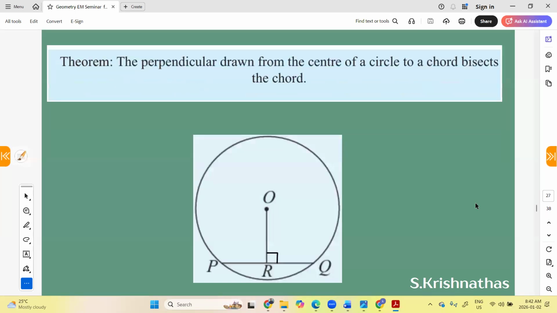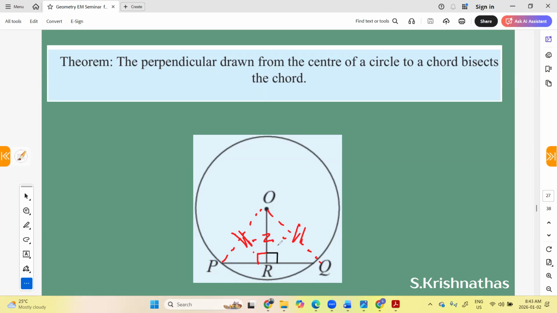The perpendicular drawn from the center of a circle to the chord bisects the chord. Okay, this is perpendicular, students. Then we can prove PR equals RQ. How to prove the same? Join. In these two triangles, this is a right angle triangle, hypotenuse equals hypotenuse, OR, one of the sides is equal. So what can you say about these two triangles? The two triangles are congruent by the RHS case.